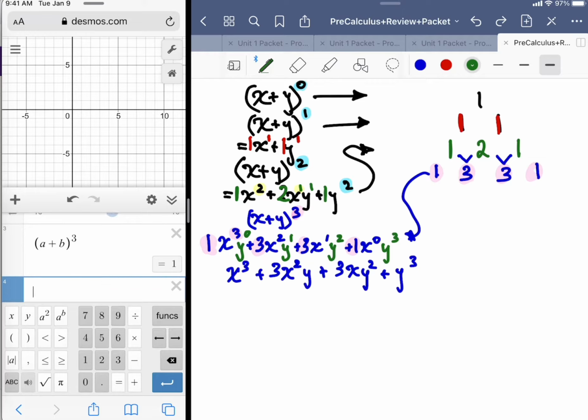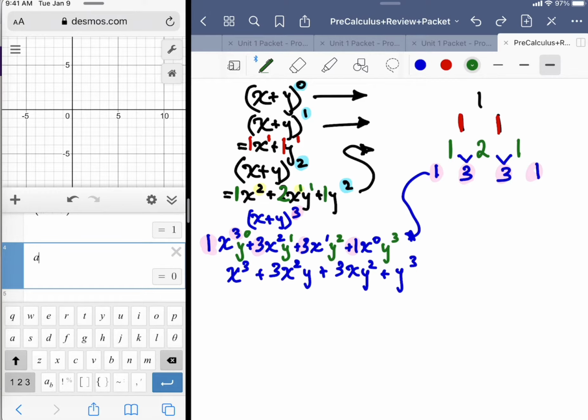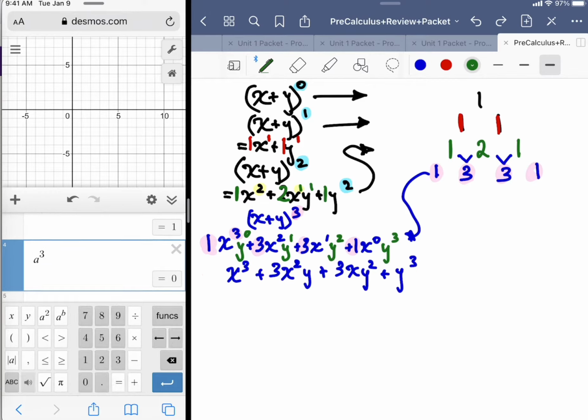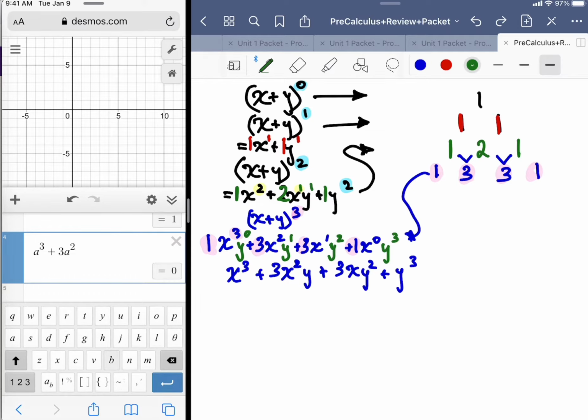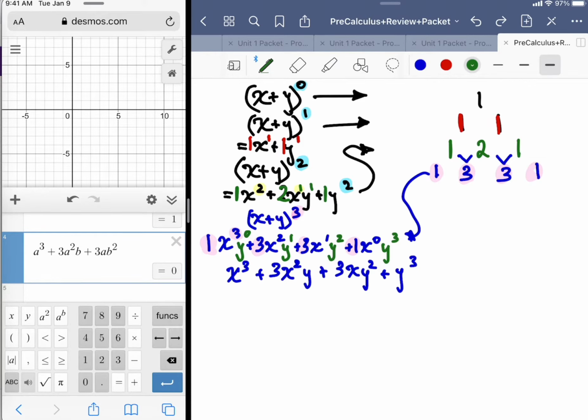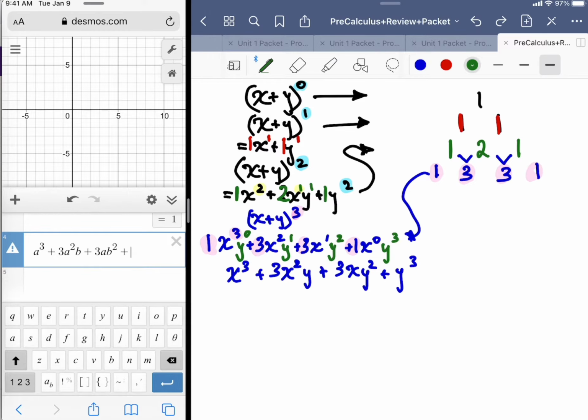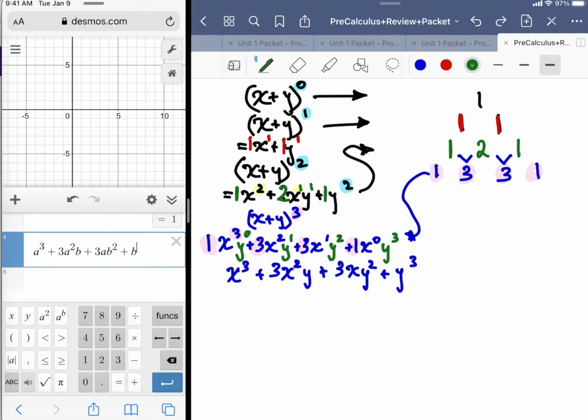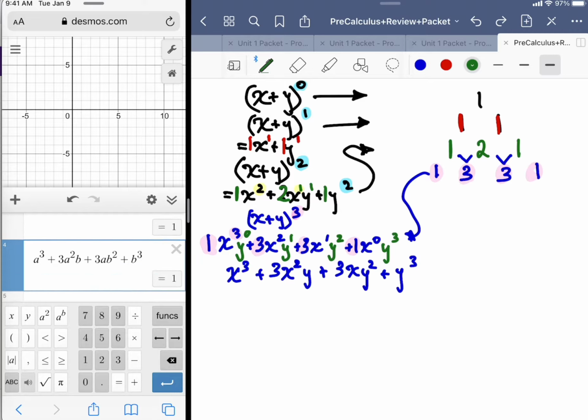So a cubed plus 3a squared b plus 3ab squared plus b cubed. Takes a little getting used to with Desmos, but it'll work once you take the time to type the stuff in. So I have that expression.